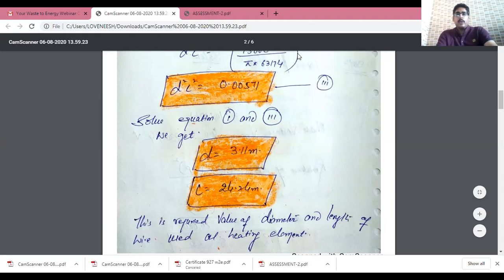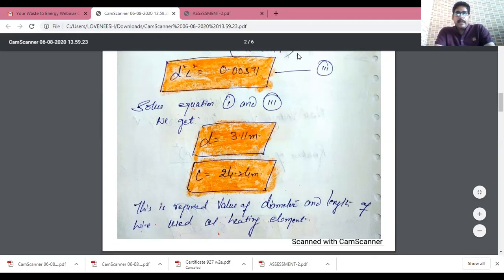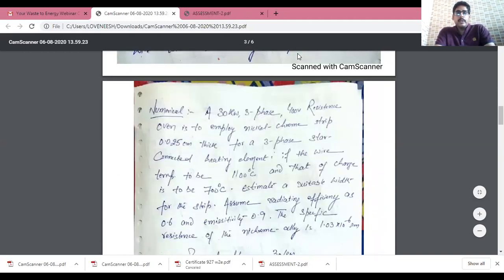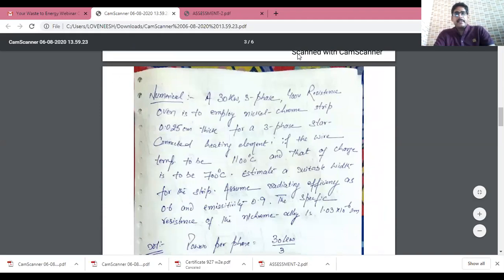So this is all about the numerical where we have to design the heating element, in which we are calculating the diameter of the heating element as well as the length of the heating element. Now quickly come to the second numerical. This numerical is also based upon heating element design, but here we have to calculate its length and the width, not the diameter and the length. So what does this numerical say?